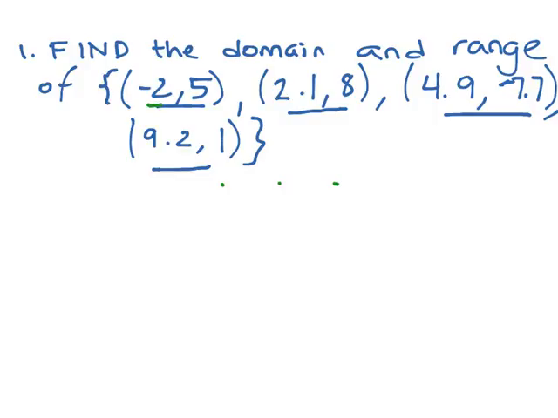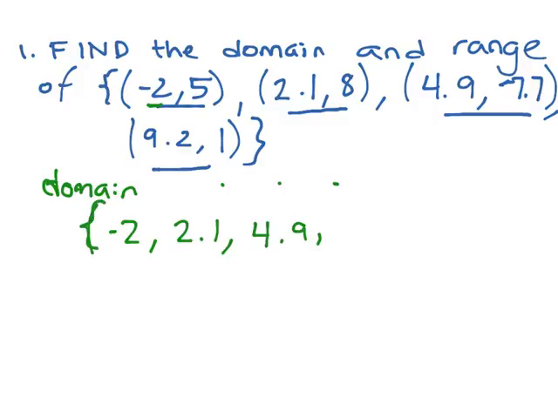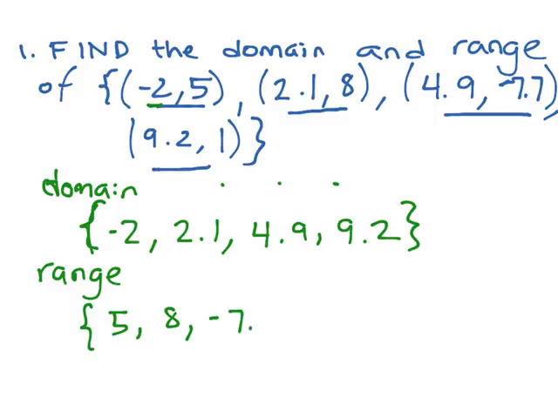Since the first number here is the x value, our domain for this set will be all the x values, or {-2, 2.1, 4.9, and 9.2}. The range, on the other hand, will be all the y values: {5, 8, -7.7, and 1}.